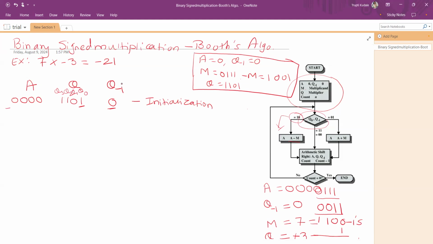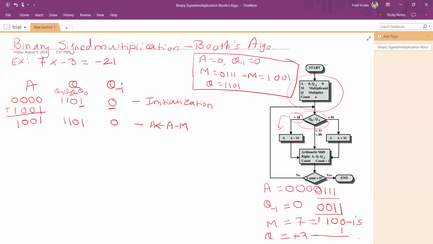So how to perform this step now? A minus M means I will add minus M into A. What is my minus M? 1001. So I will add that value into A to get the new value: 0 plus 1001. All other values will remain as they are. So this is the first step, that is my accumulator will store the value A minus M.